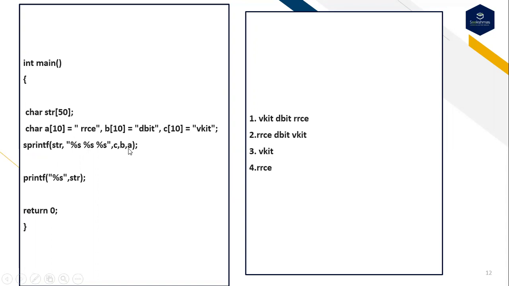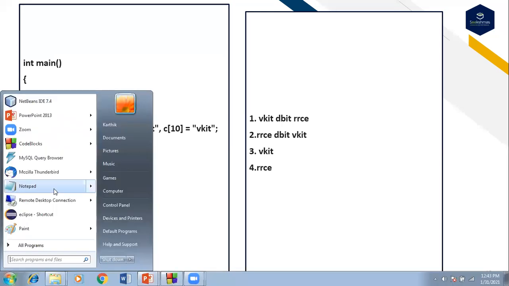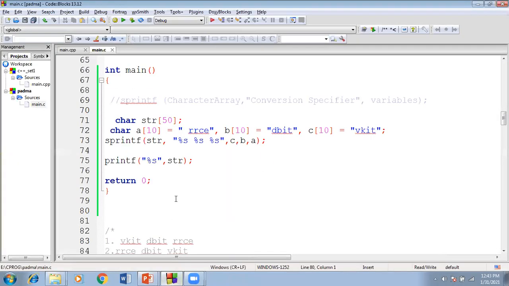This is the variable, the character array, and this is the format specifier. With the help of printf, I am trying to display str. What exactly is the output? These are some options: VKIT DBIT RRC, RRC DBIT VKIT, or only VKIT, or only RRC. This concept belongs to printf, so you have to understand printf completely. Whatever value is stored here, I display with the help of the printf function. We'll execute this code and show you how sprintf works.